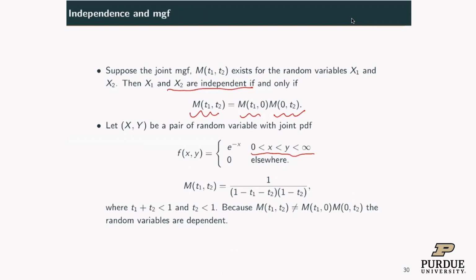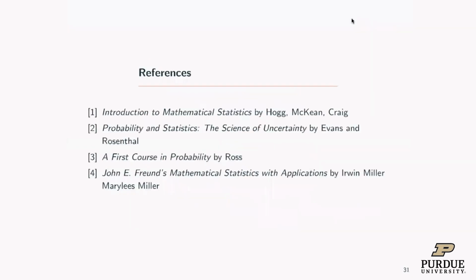I can calculate the MGF for x and y. This is the expected value of e to the t1x plus t2y. Then you do a double integration and you can get the MGF. For this MGF, you let t1 be 0, you will get the MGF for y. You let t2 be 0, you will get the MGF for x. Unfortunately, the product is not equal to the joint MGF. So they are dependent. There are some references.